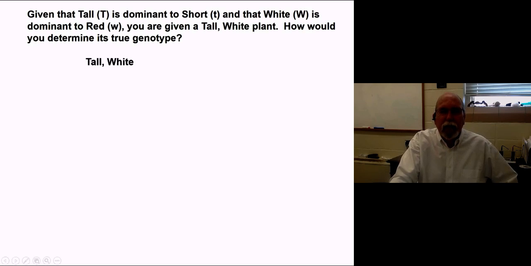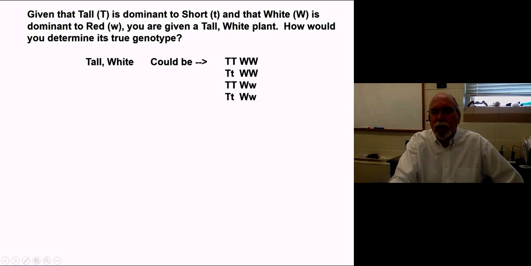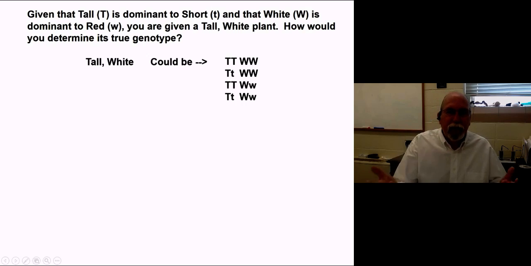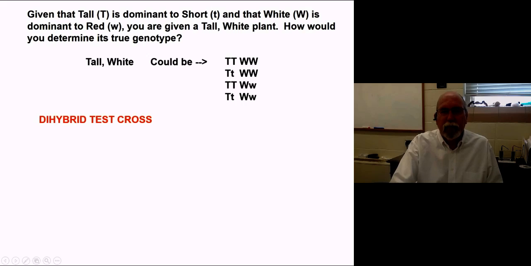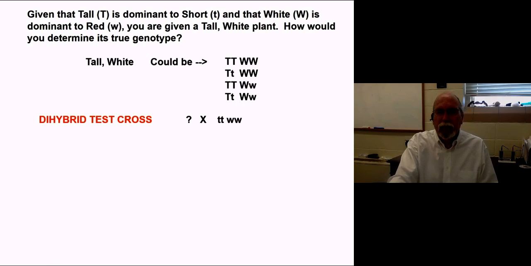In fact, this tall white could be any one of these 4 genotypes. It could be homozygous dominant for both loci. It could be homozygous dominant for one, but not the other, or just the converse of that. Or it could be a dihybrid het, something like this. How would we do it? How would we fix it? Well, the answer is obviously you'd set up some kind of dihybrid test cross, right? And you would just try to see what the results are.